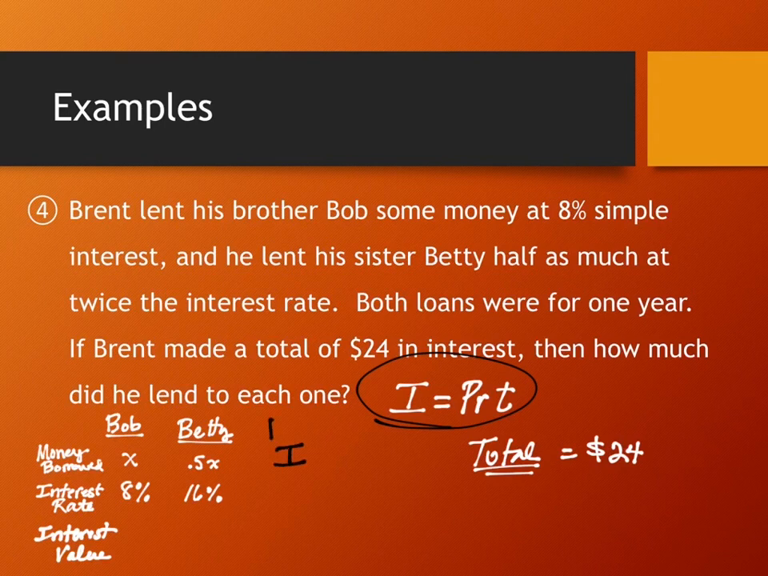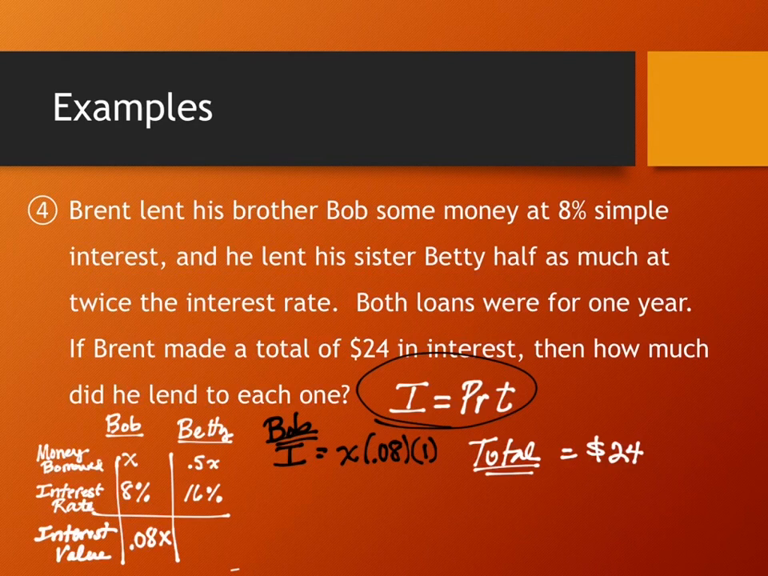This is Bob's interest. I'll write it underneath his column in a minute. His principal, we said, is X. His interest rate is 8%. What am I going to plug in for R? 0.08. And his time is 1 year. So in terms of a quantity, this is actually the same as having 0.08x, right? That's his interest value. Whatever he borrowed, times 0.08. What about Betty?